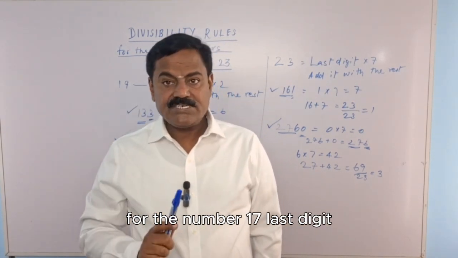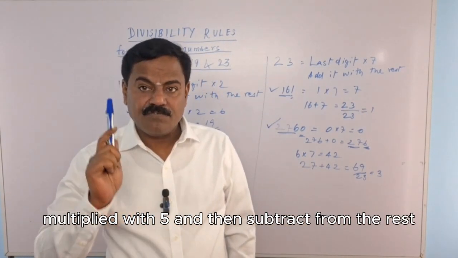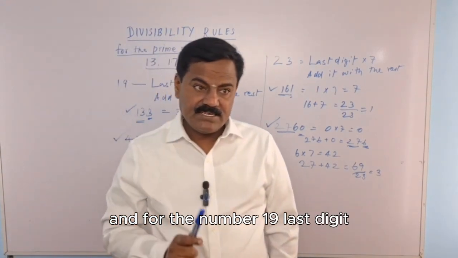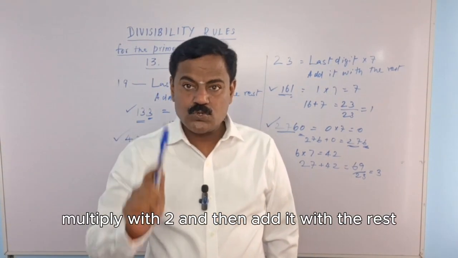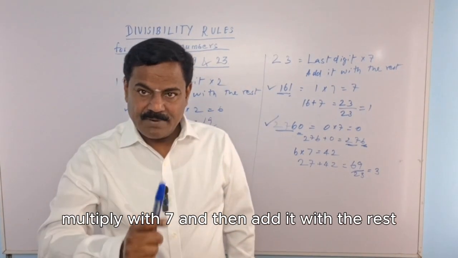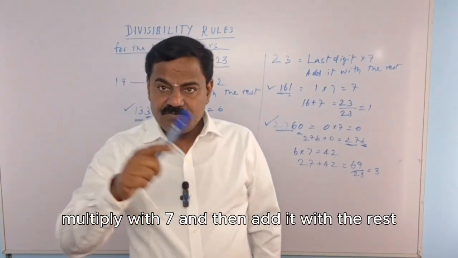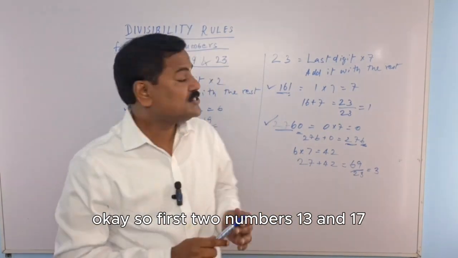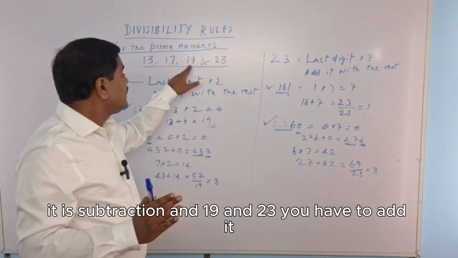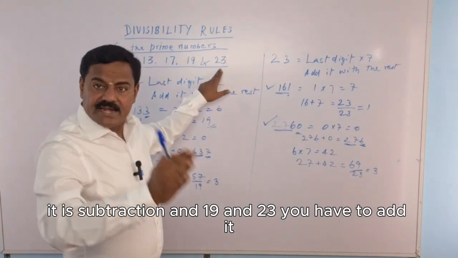For the number 17, last digit multiplied with 5 and then subtract from the rest. And for the number 19, last digit multiply with 2 and then add it with the rest. And for 23, multiply with 7 and then add it with the rest. So first two numbers 13 and 17, it is subtraction, and 19 and 23, you have to add it.